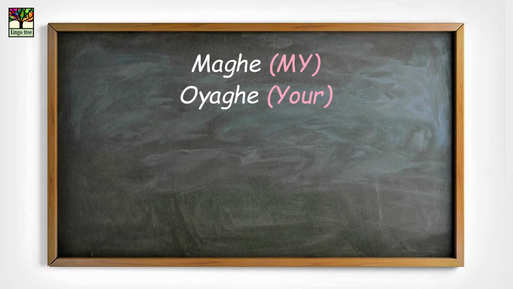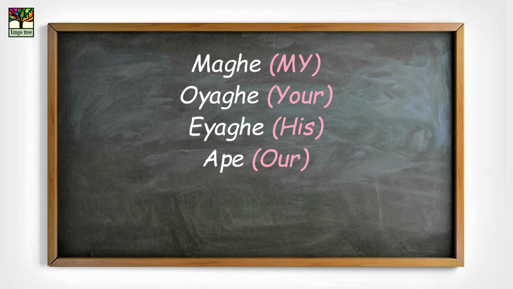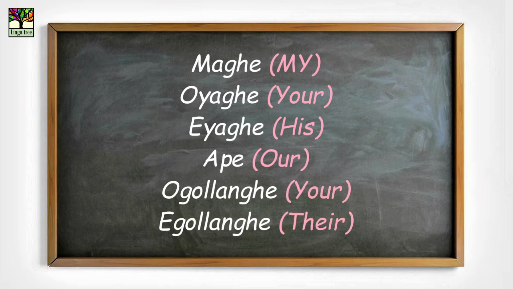Oyage, Eage, Ape, Ogollange, Egollange. Mage, Oyage, Eage, Ape, Ogollange, Egollange. Let's explore some phrases using these possessive adjectives.